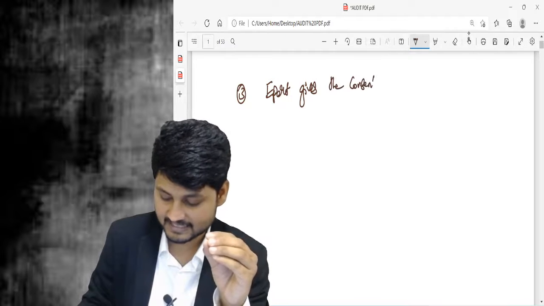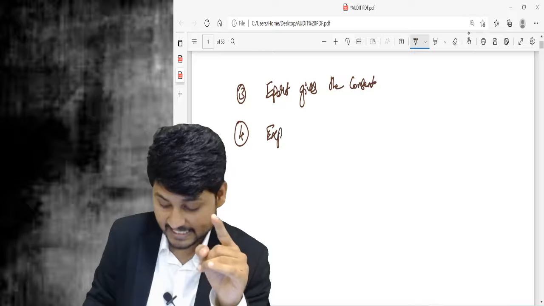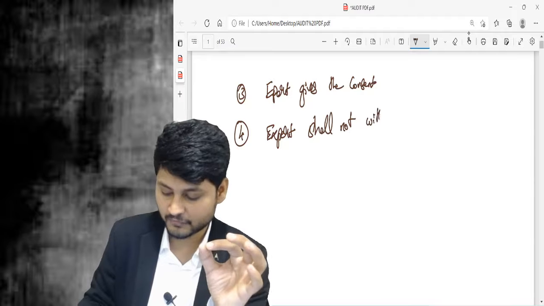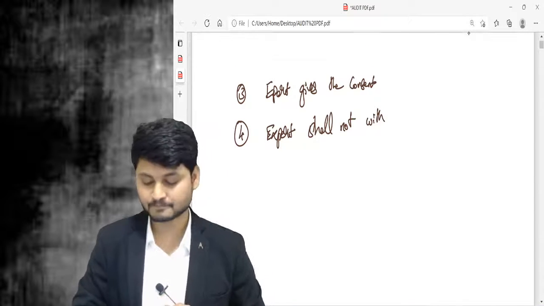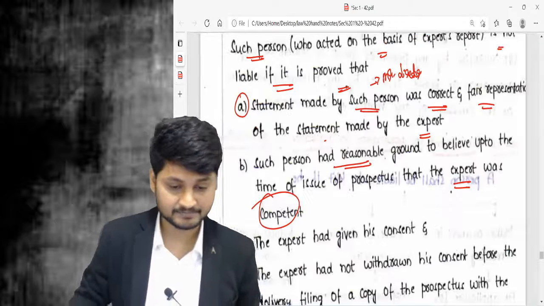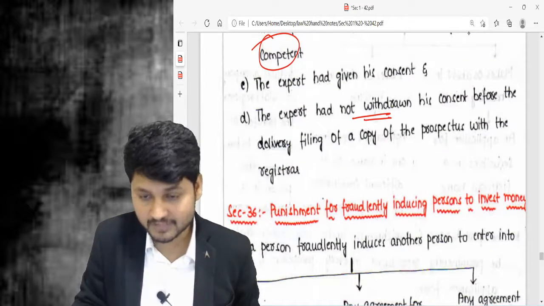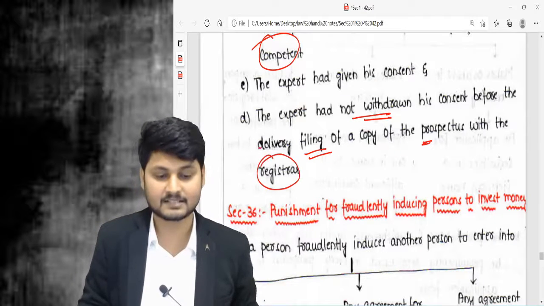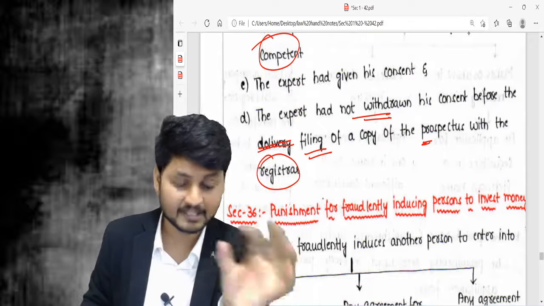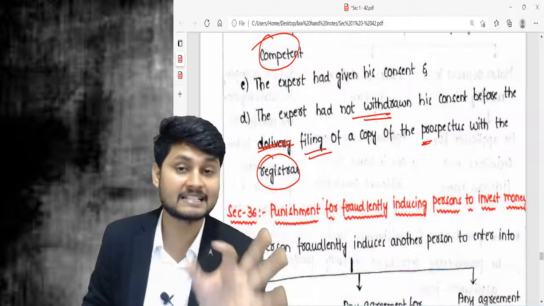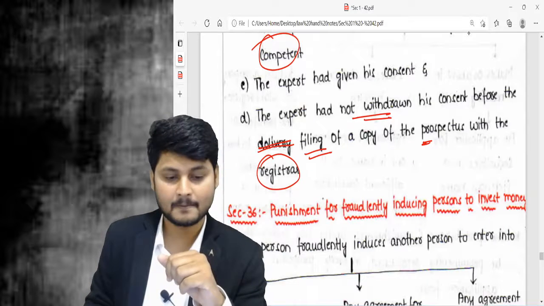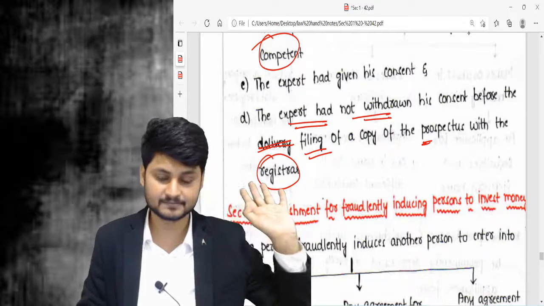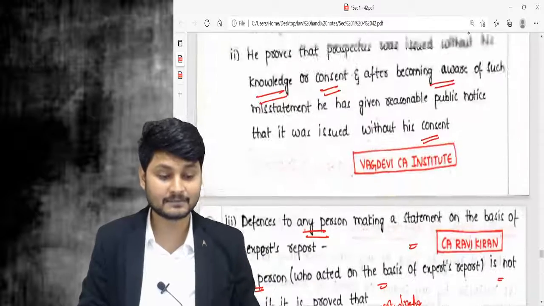And point number 4, expert shall not withdraw his consent before that prospectus. See, the expert had not withdrawn his consent before filing the copy of the prospectus with the registrar. Before the prospectus is filed with the registrar, if the expert had withdrawn the consent, then Mr. Director will be held responsible. If the expert fails to withdraw, then he will be saved. Who will be saved? Mr. Director will be saved. These are the contents of section number 35.